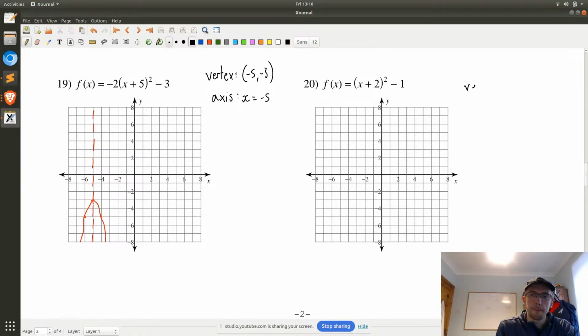It's in vertex form. So the vertex h, k, so negative 2, negative 1. There. It opens upwards. And what are the roots? Set it equal to 0. So 1 equals x add 2 all squared. So plus or minus 1 equals x plus 2. So minus 2 plus or minus 1. So minus 3 or minus 1. And then the y-intercept upon expansion, we get 4. 4 take 1 is 3, so there. And there'll be a symmetrical one over here.